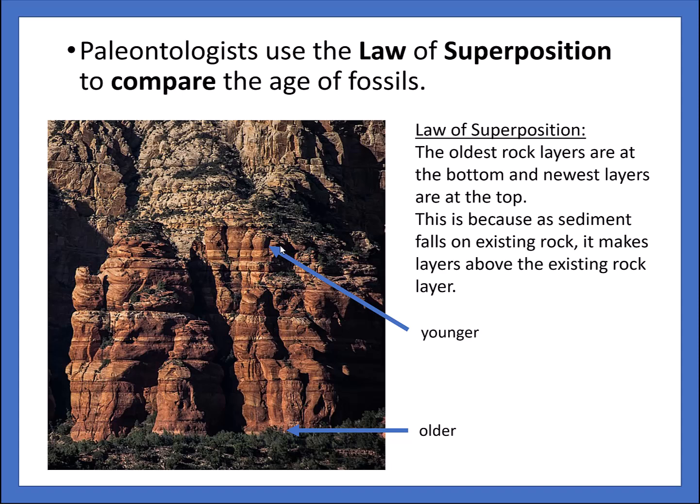And this is because as sediment is falling on this existing rock, it makes layers above the rock that's already there. And so any fossils that were found up here in these rock layers would be assumed to be younger than any fossils that were found down here.